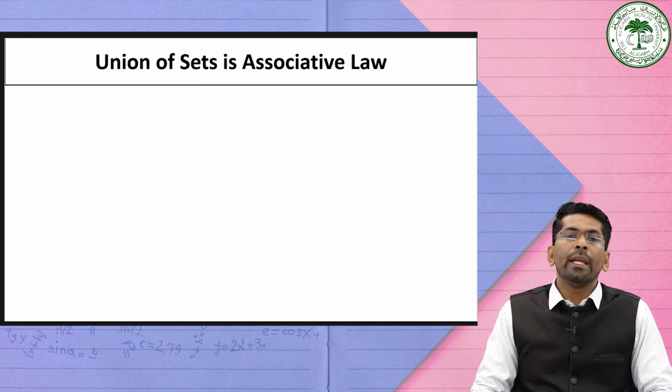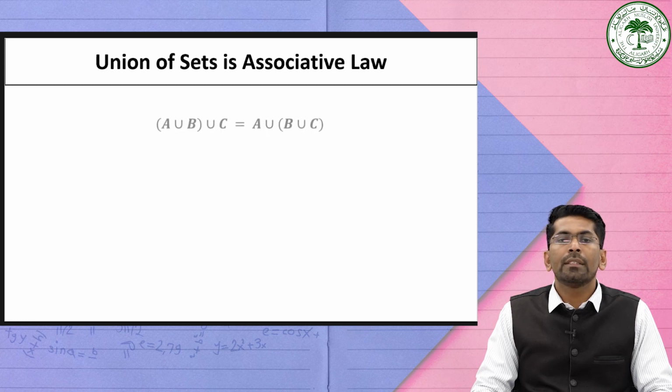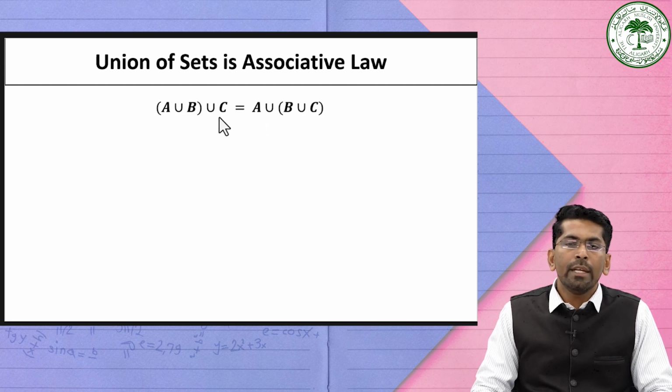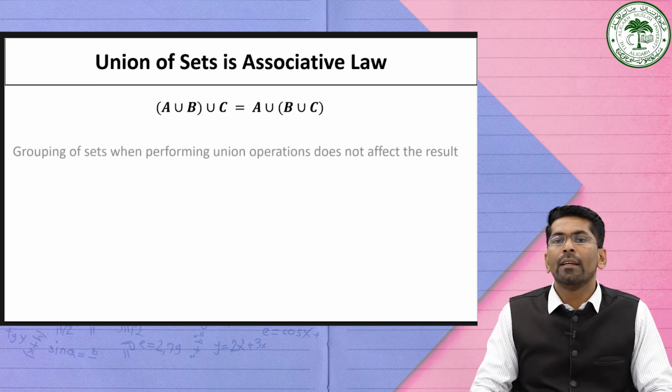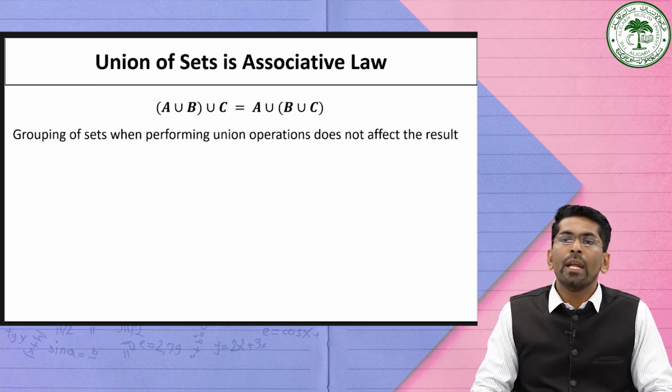Now the another property, that is, the union of sets is associative. That is, (A union B) union C is equal to A union (B union C). So it represents the associative property for the union of sets. This property states that the grouping of the sets when performing the union operation does not affect the result. Mathematically, the associative law is expressed as (A union B) union C equals A union (B union C).